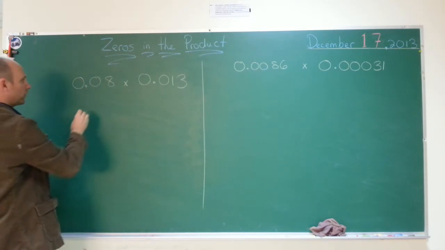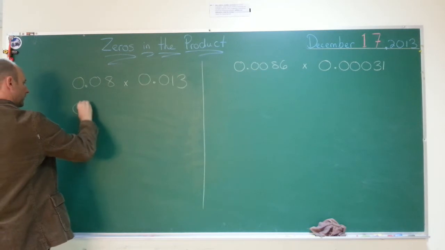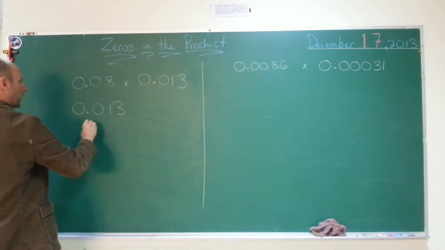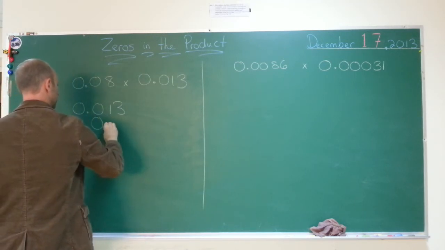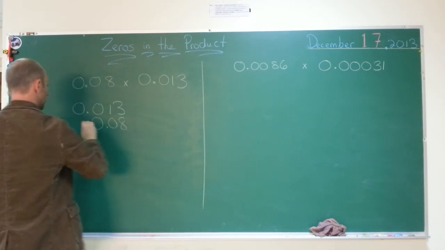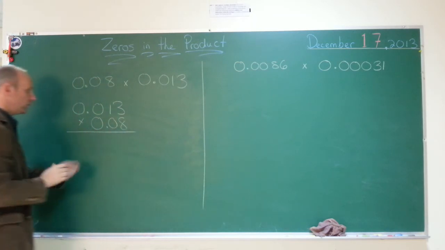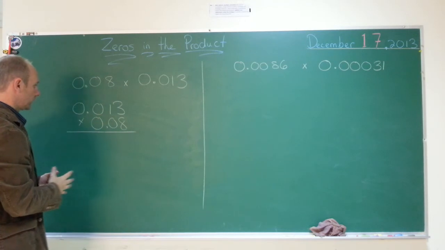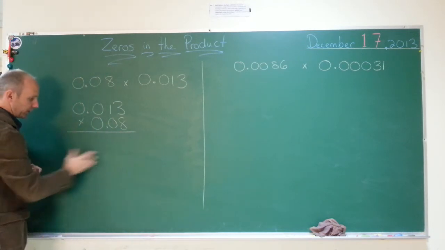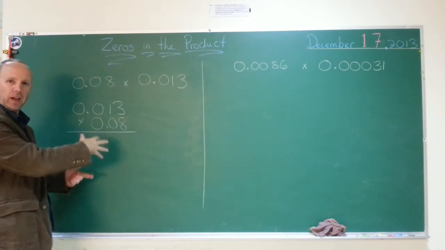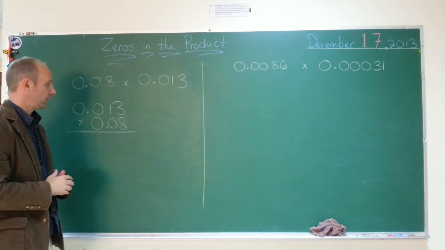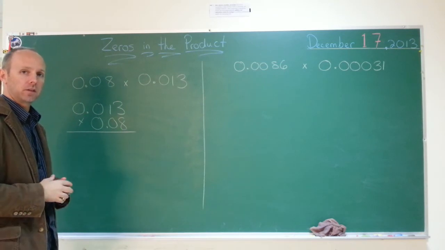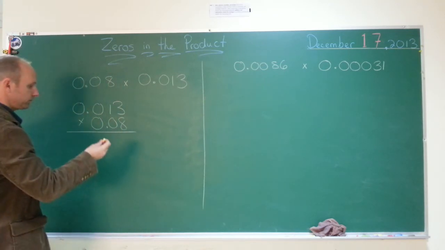And of course, I can do it like this. I can write it out: 0.013, and multiply by 0.08. And I could do my math like this, and that would be just fine. I would get the correct answer, but multiplying all these zeros leaves me with lines of zeros and adding them all together. It's not necessary. So I'm going to teach you a quick trick that'll help speed things up and give you the correct answer.